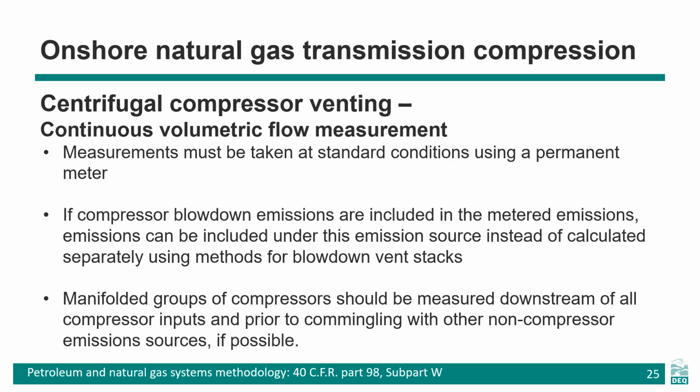The second measurement method is continuous volumetric flow measurement. These measurements must be at standard conditions using a permanent meter. Where compressor blowdown emissions are included in the metered emissions, the emissions can be included under this emission source instead of being calculated separately using the methods for blowdown vent stacks. Manifolded groups of compressors should be measured downstream of all compressor inputs and prior to commingling with other non-compressor emission sources if possible.